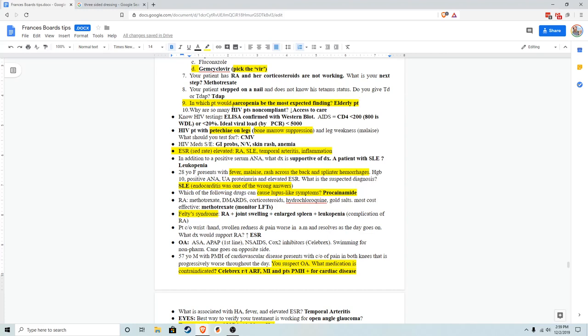Which patient would sarcopenia be an expected finding? Elderly patient. All right.